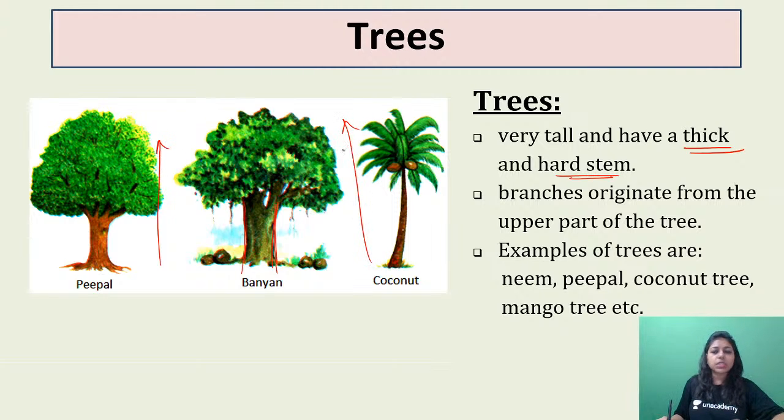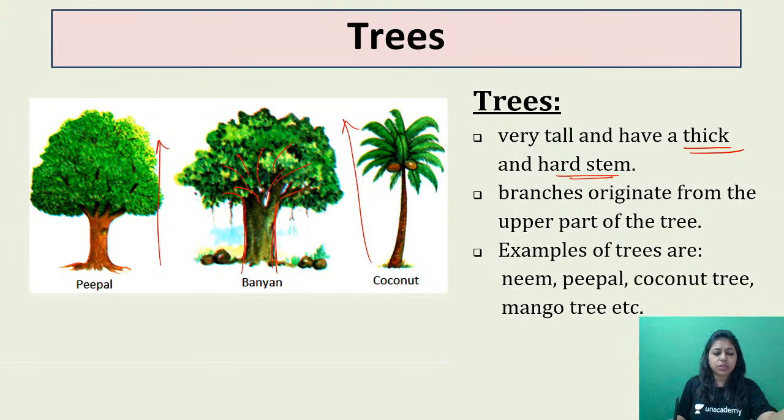Tell me which is the tallest tree that you have actually seen till date. So we have these trees which are really very tall and they have thick and hard stems. Then there are a few branches which originate. You remember I told you when we spoke about shrubs that they originated from the base. But in trees, they do not originate from the base, they originate from the upper part of the tree. So that is what is different between a shrub and a tree.